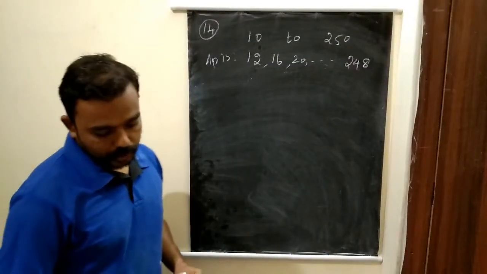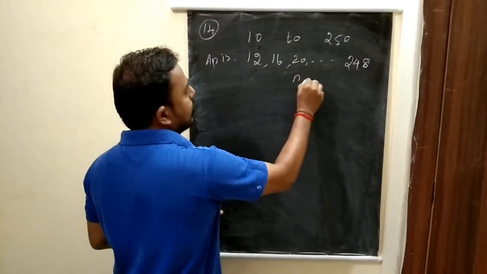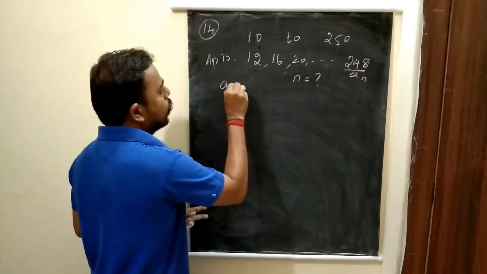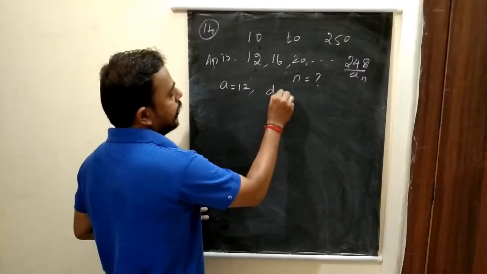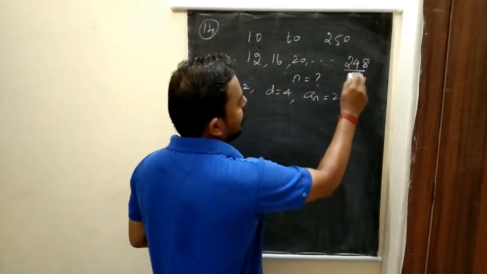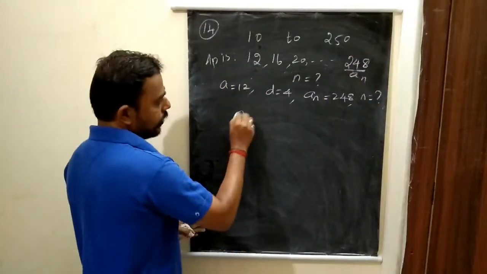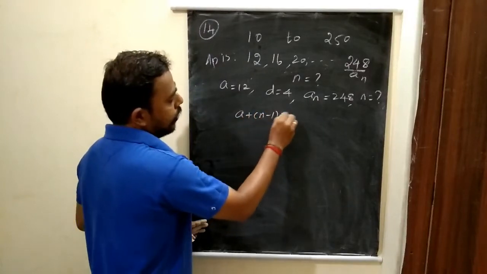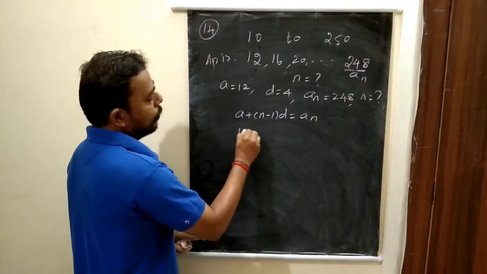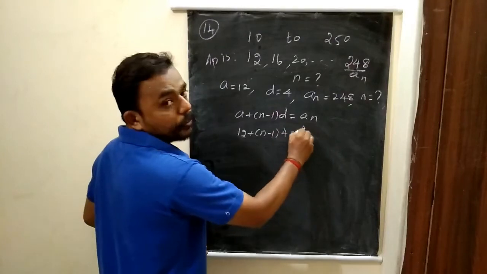Now the question is how many multiples of 4? So we need to find the n value, considering this is the last term. So a equal to 12, d equal to 4 and an equal to 248. Find n value. n equal to question mark. The same way, a plus n minus 1 into d equal to an. So 12 plus n minus 1 into 4 equal to 248.